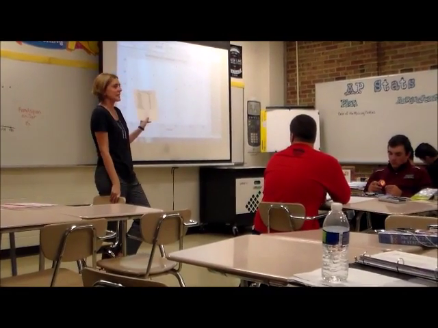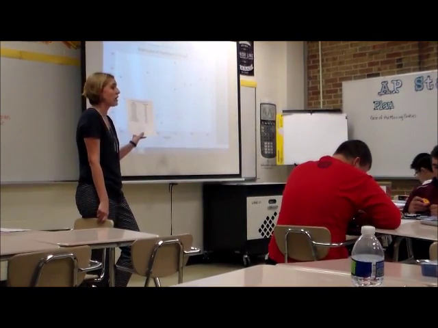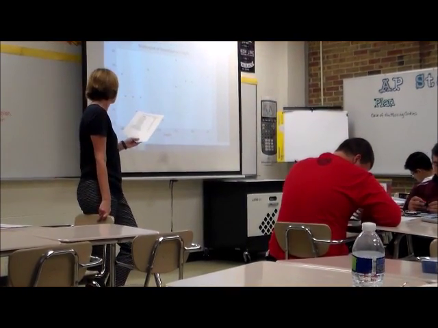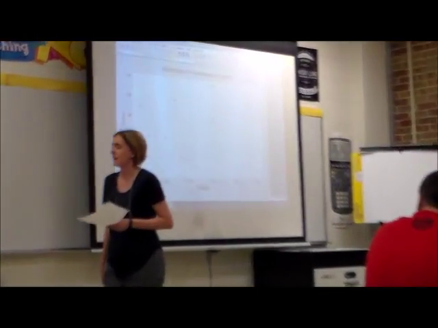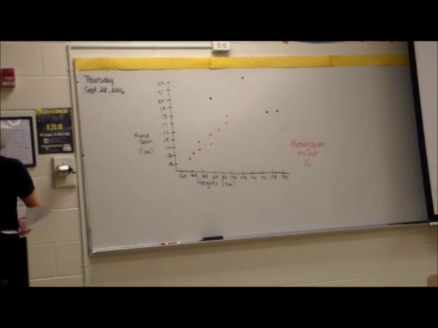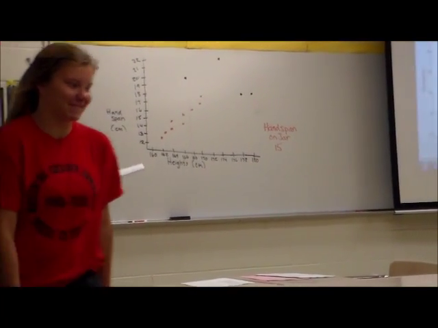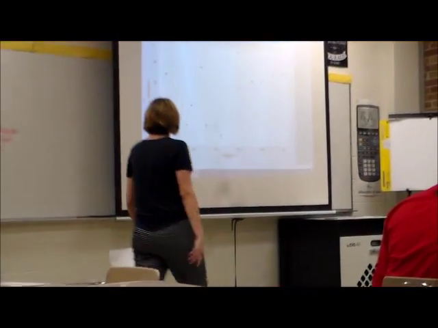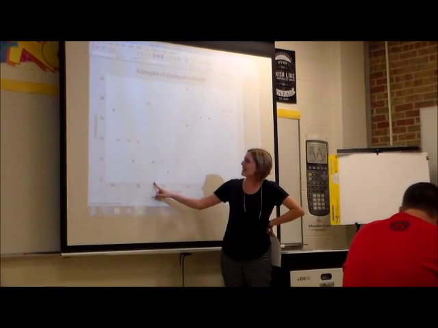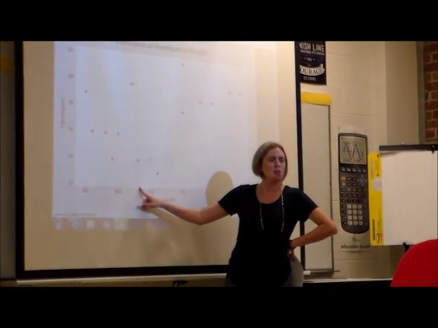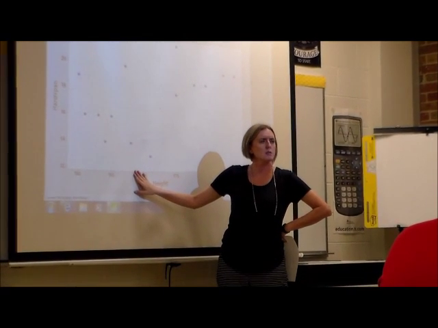A height of 168. Is it likely that her handspan is 15? Yeah. Well, let's see. So we know the height is 168. Is it likely? There's some other information I would want on this graph to help organize things a little bit for us.